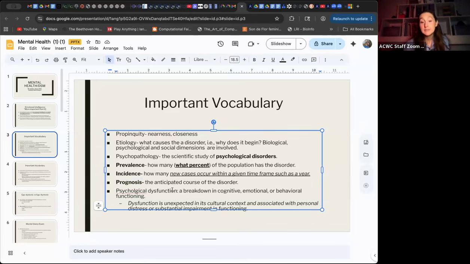Obviously, the psychological dysfunction, this dysfunction, right? So something's not working, something's not going as we want it to go. This would be a breakdown in the cognitive, the emotional, and the behavioral functioning.